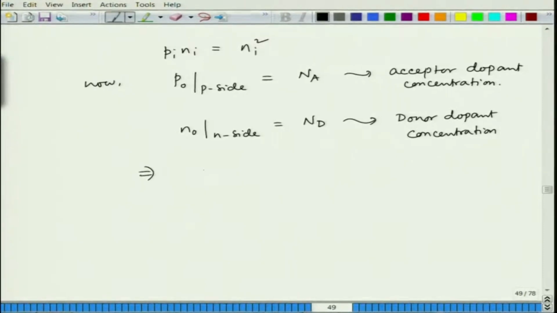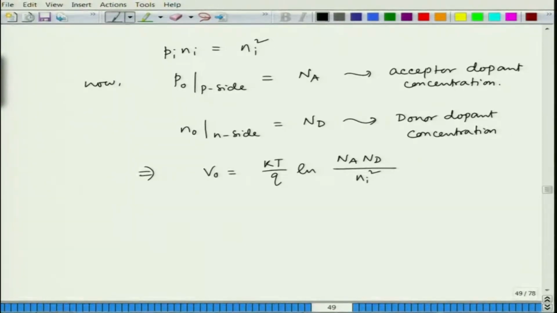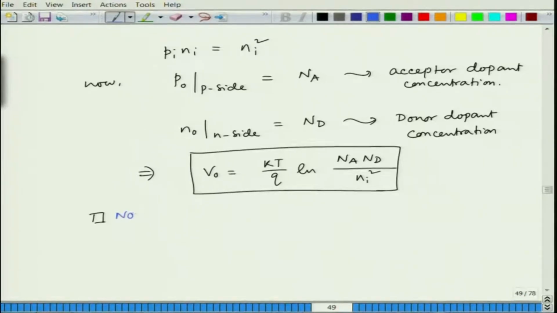So, now if we replace these values, we can write kT over q natural log of N_a N_d. We do not have to specify the side, because N_a is always in the p side and N_d is always in the n side. And in the denominator you can write just n_i squared, because p_i n_i is equal to n_i squared. That is again a very important relationship. Now, one thing I should make note of, because this causes confusion for a lot of students. I should make a specific note of caution: note that n naught p naught equal to n_i squared we have used earlier.